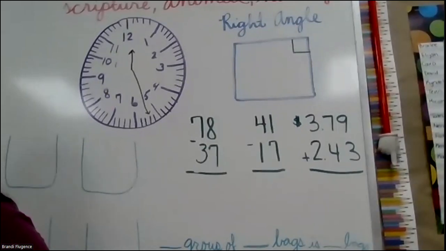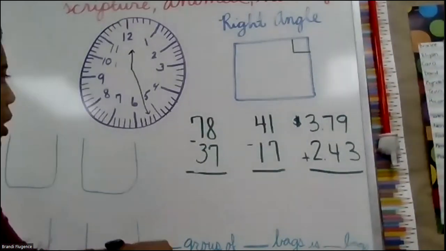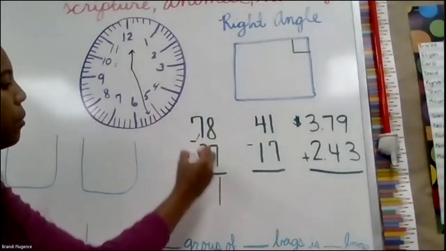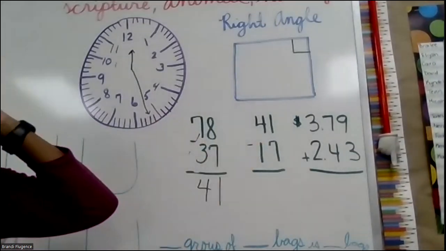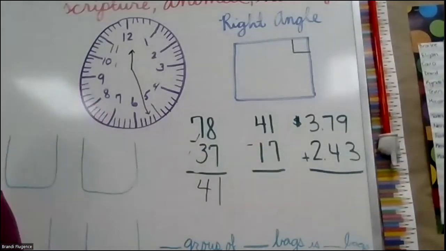I have the answer. Okay, so 78 minus 37 equals 41. Okay, so let's see. 8 minus 7, that's just 1. 7 minus 3, 40. Good. 41 minus 17, do you have it yet or not? Not yet. Okay, let me know when you have it.